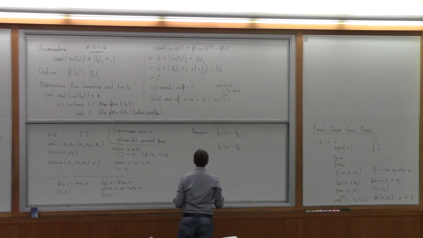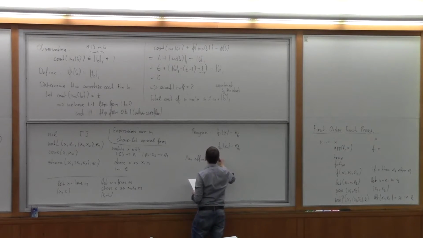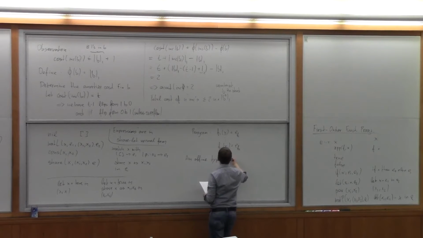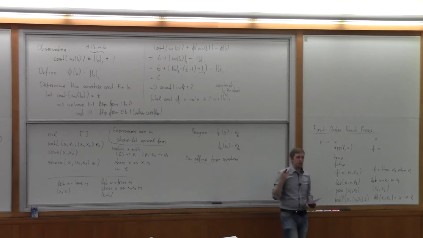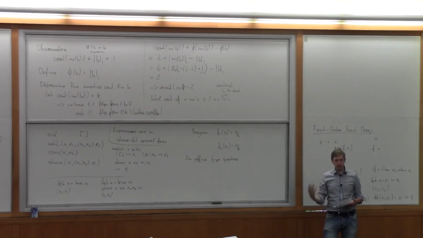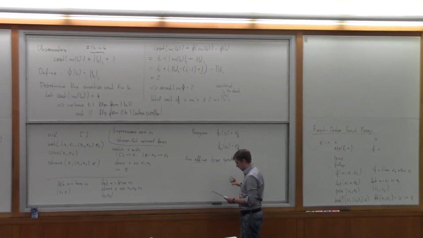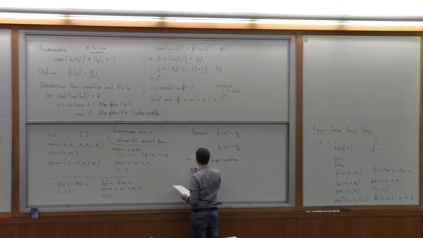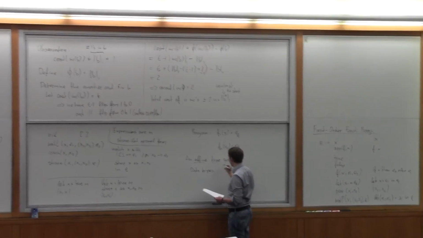Okay, so now we define an affine type system, and affine means that you can use variables at most once. You don't have to use them, otherwise it would be a linear type system, when you have to use them exactly once. But you can only use them once. That's why it's affine. So what I call data types are types without arrows in them.